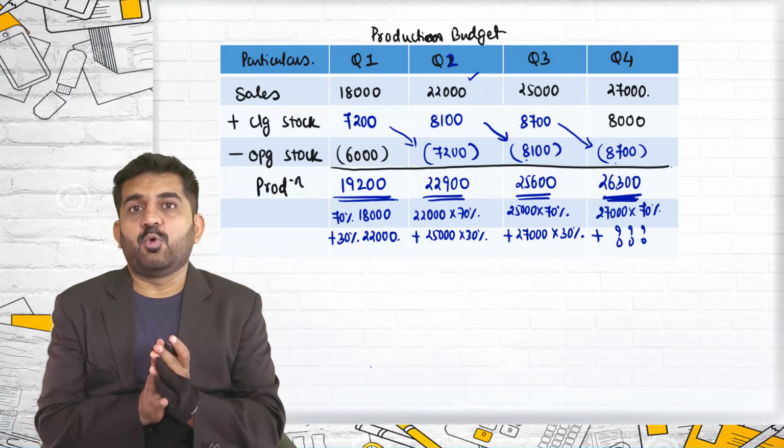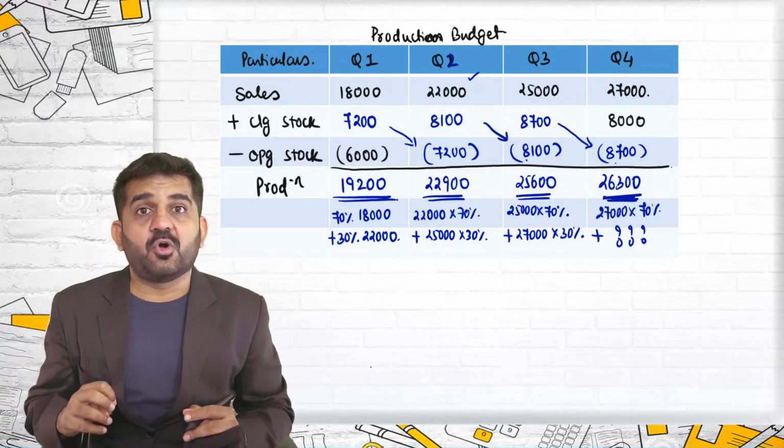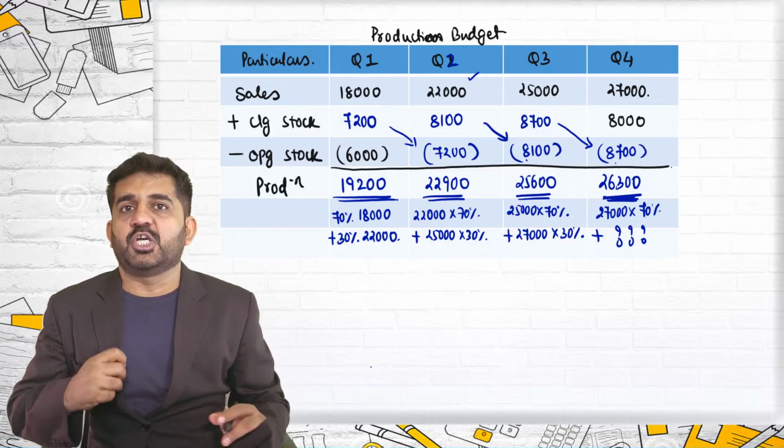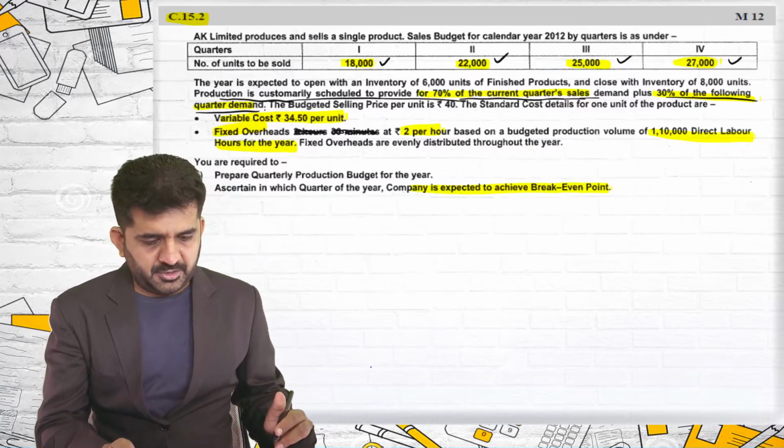And this is how I have got the production budget. What was given? Opening stock and closing stock of the year was given and production pattern was given. I got the answer of production budget.